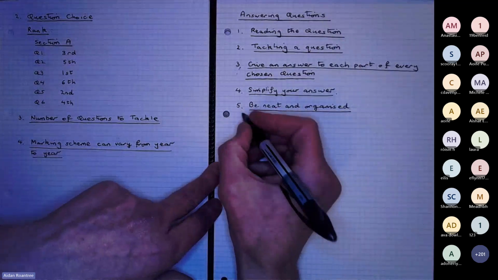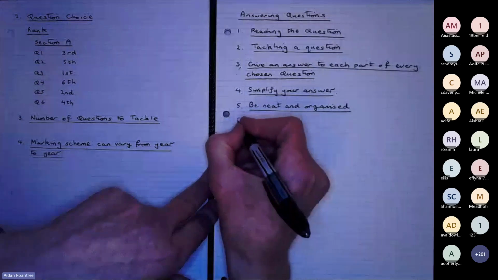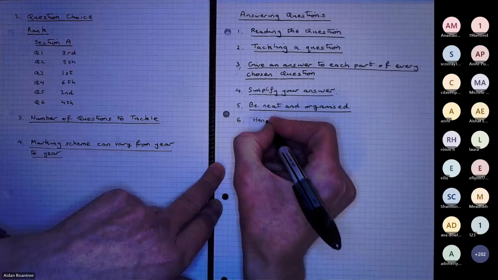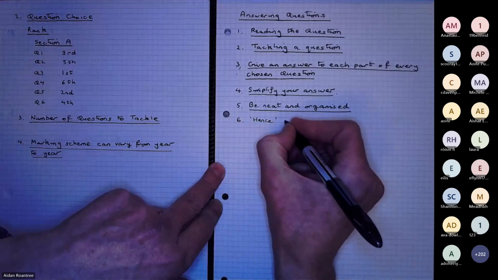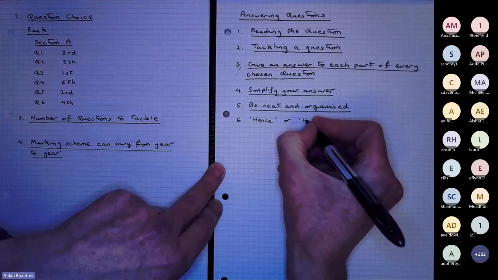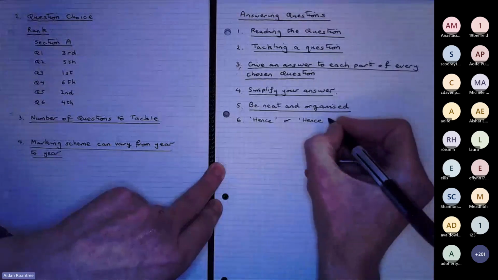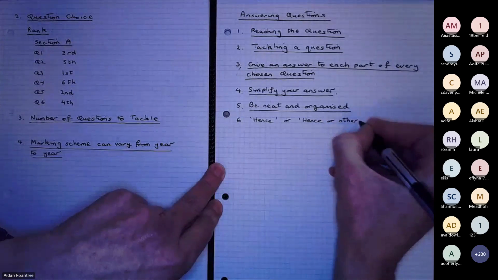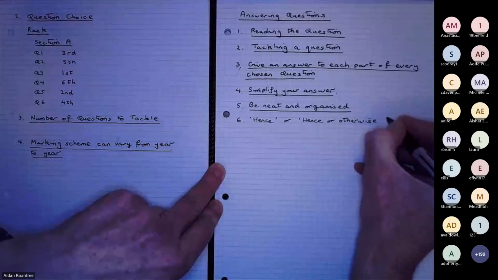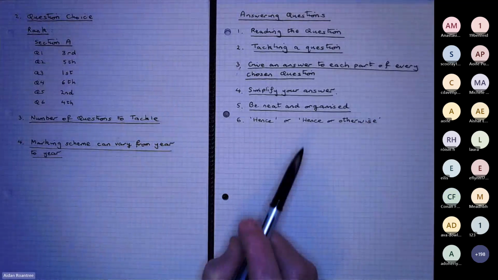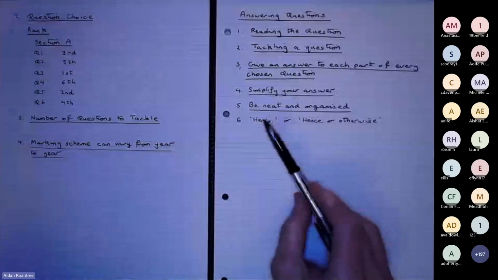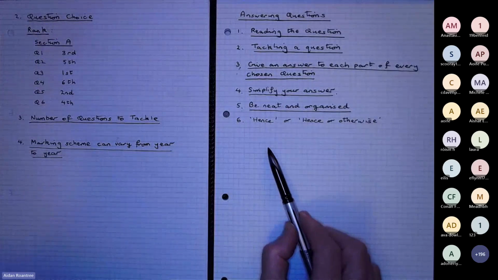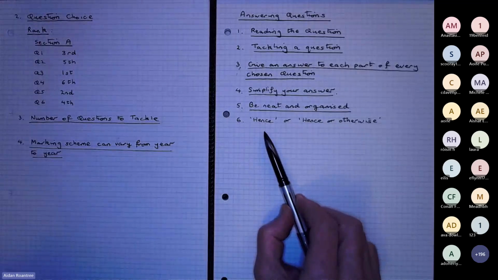Okay, now the next point that we're going to talk about here, point number 6, is to know the difference between "hence" or "hence or otherwise". Now, if a question says "hence", that means that to answer the part that you're currently on that follows the "hence", you must use what went before.